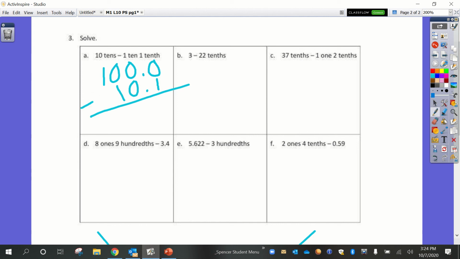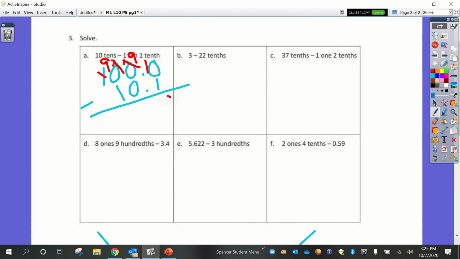Ooh, this is a tricky regrouping. There's a lot of zeros. Well, if we take away from our hundreds, we can give it to the tens. And if we take from our tens and make that a 9, we can give it to our ones. And if we've regrouped from our ones, we can give it to our tenths. So 100 really is 99 and 10 tenths. Because when you have 10 tenths, that's one whole. So 99 plus 1 is really 100. So we're just regrouping so that we can solve this.